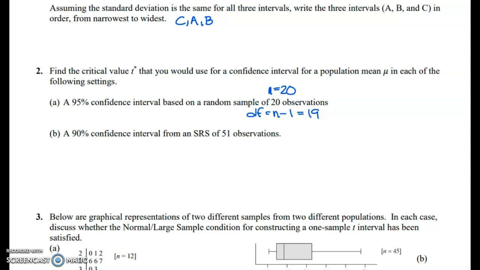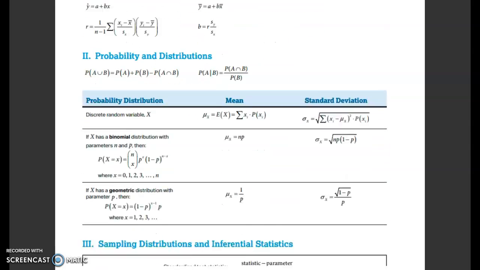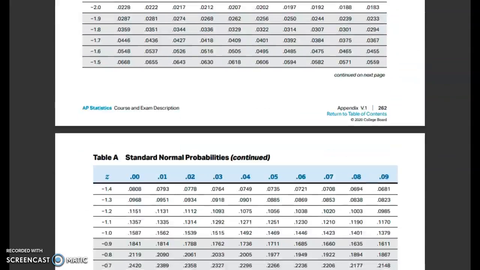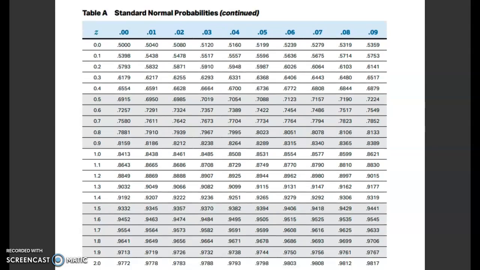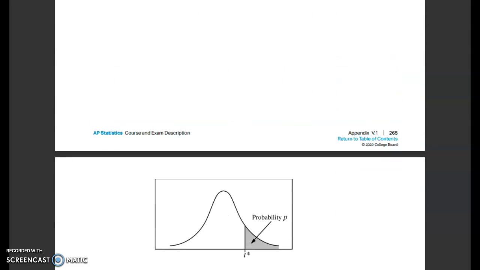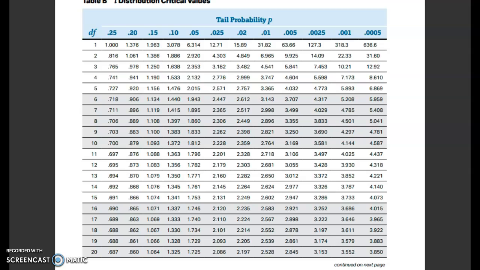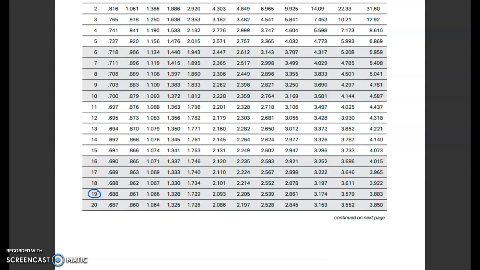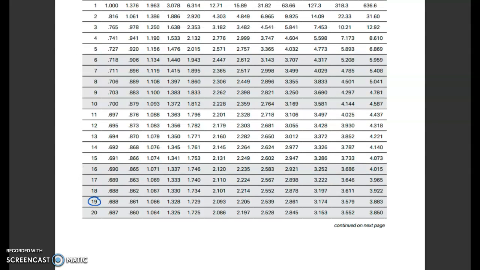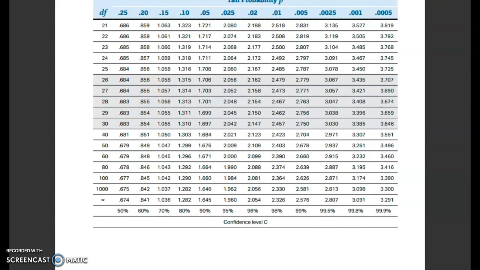So I'm going to pull up my table. When you look at the table, you're scrolling and you're looking for table B. So I'm kind of moving quickly. Table B, notice it says T distributions. We know our degrees of freedom from our problem are 19. So you have to look at your degrees of freedom. And then it's helpful on your table, you'll see the confidence levels at the bottom. I'm just going to scroll down.